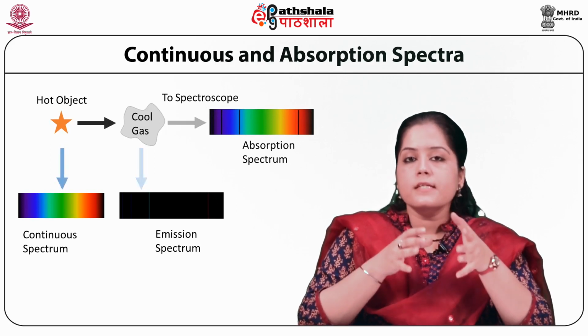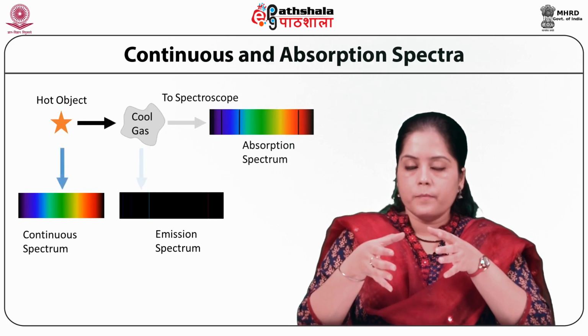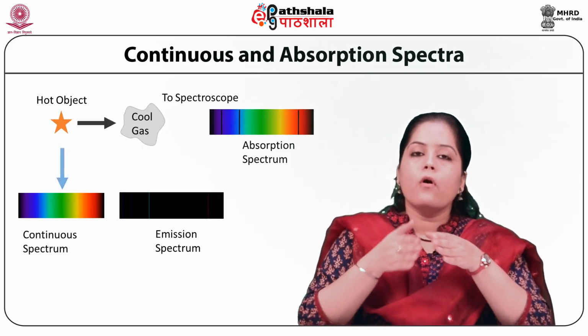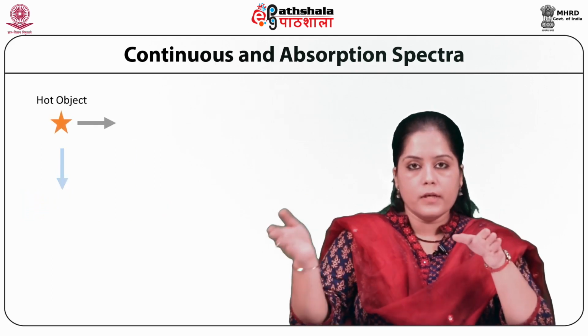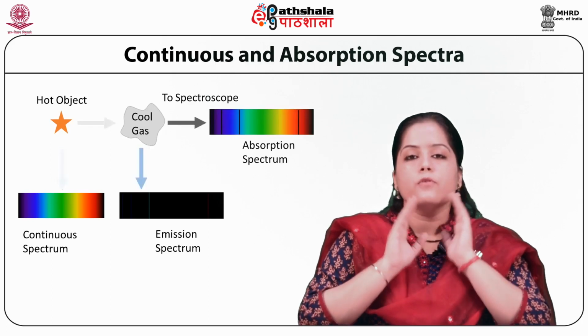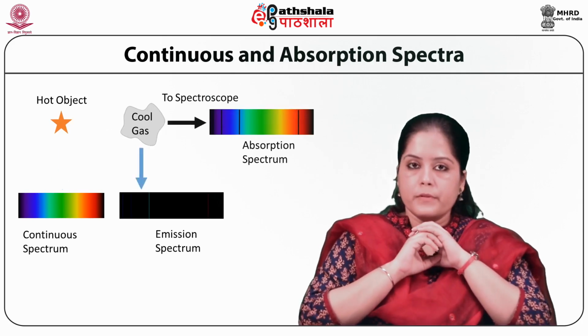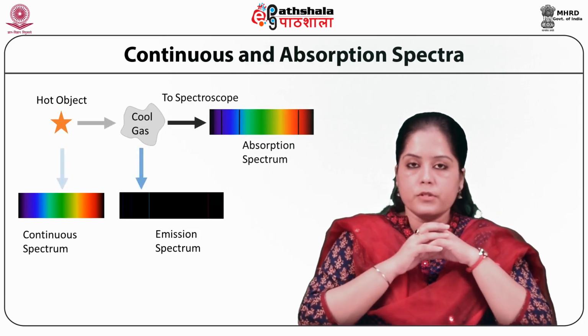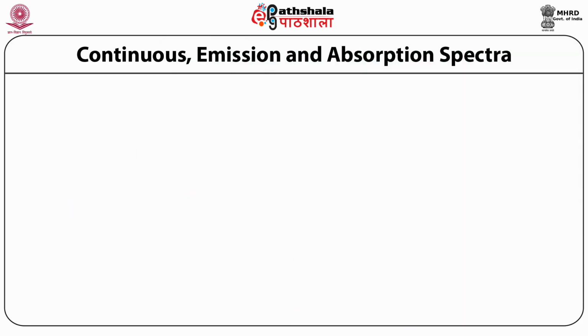So, these absorbed photons show up as the dark lines on the continuous background, as shown in this figure. This is an absorption spectrum. Stellar spectra are generally absorption spectra. Now, continuing our discussion over continuous emission and absorption spectra.